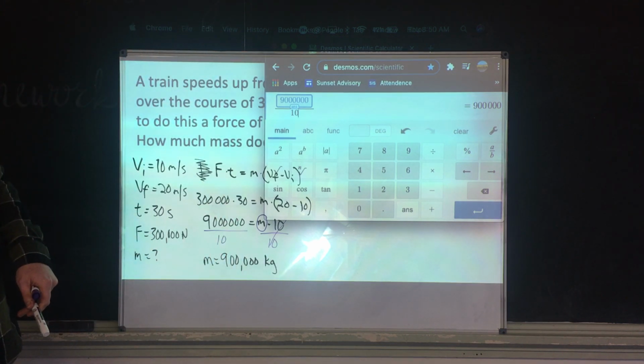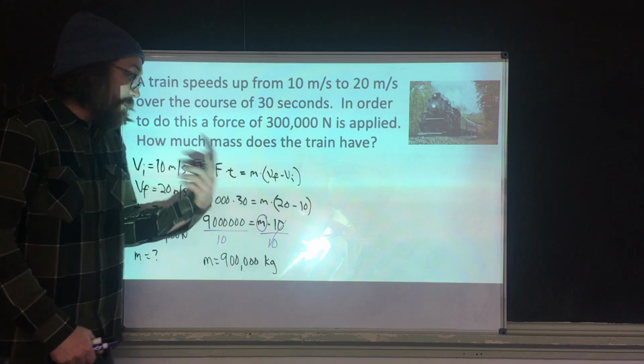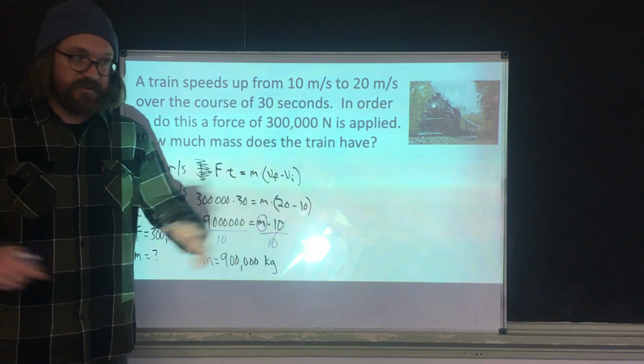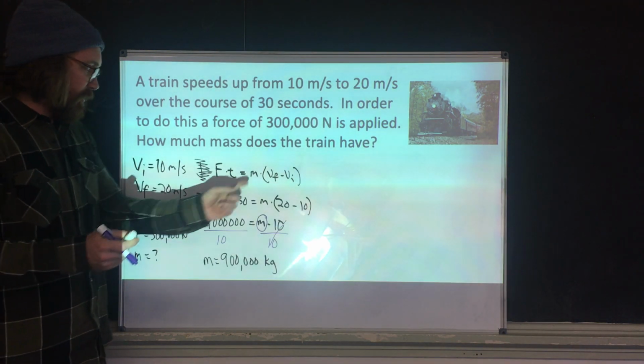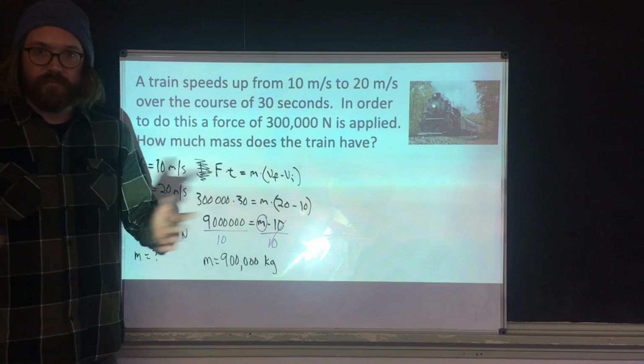So you're going to see different versions of this. There's a lot of ways to play around with it. It might just give you the force and the time and ask you to find impulse. That's easy, right? It's the same thing that you did with the mass and the velocity. You have the time, you have the force, find the impulse.